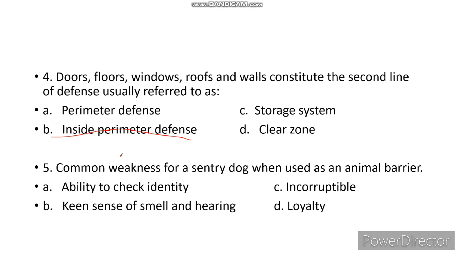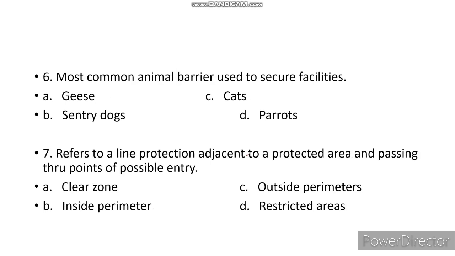Number 5, common weakness for a sentry dog when used as an animal barrier. So that's A, ability to check or identify. So most common animal barriers to secure facilities, so ano yung mismong common, no? We are asking here for common. Alam niyo na yan, no? Nakita niyo yan, that's sentry dogs.